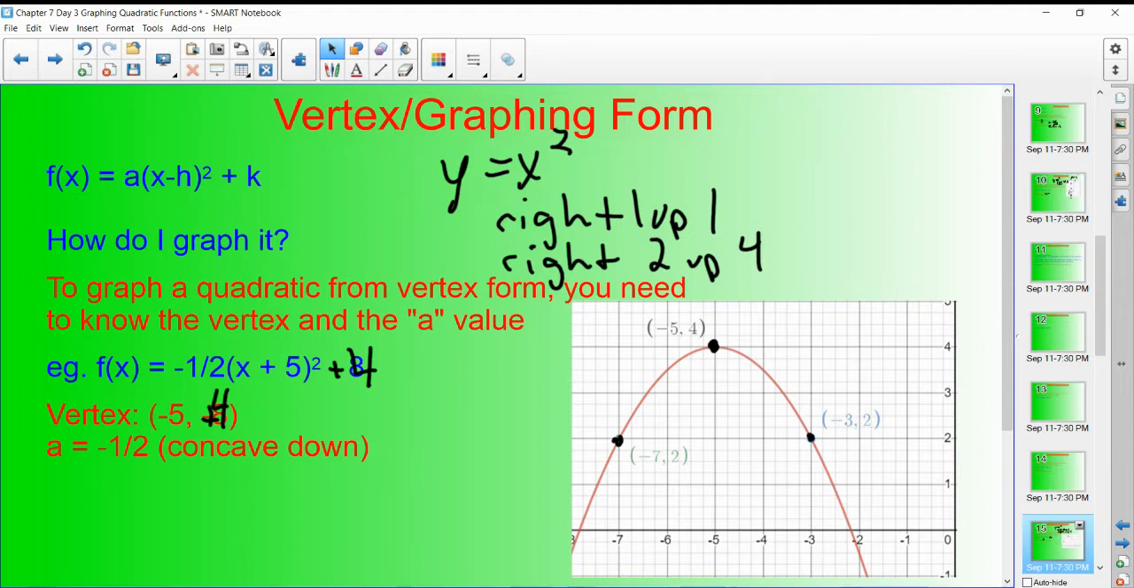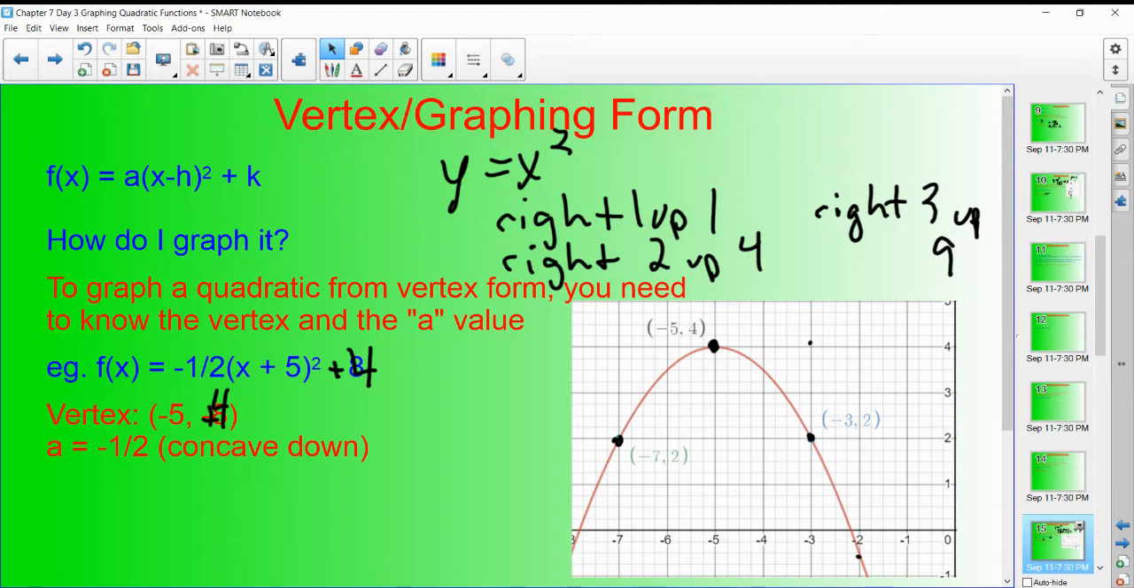If I want more nice points, I can think of the original graph. It would normally be right 3, up 9, because 3 squared is 9. So now I can go right 3 and down half of 9, which is 4.5. So if I go right 3, 1, 2, 3, I can go down 1, 2, 3, 4.5. But I don't need to. I just need 3 points.